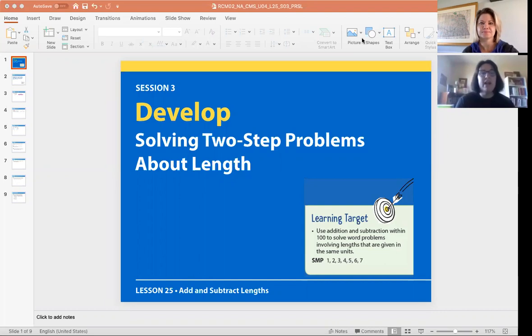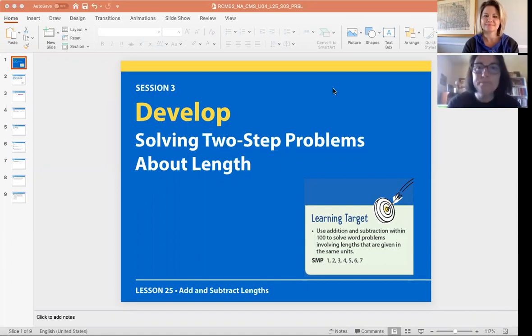So we are going to be talking about solving two-step problems about length. What we have to really be careful of this time is what our two steps are, and making sure that we do both steps instead of just one and then saying, oh, we're done. All right. So we're going to be careful because it's going to be two-step problems.